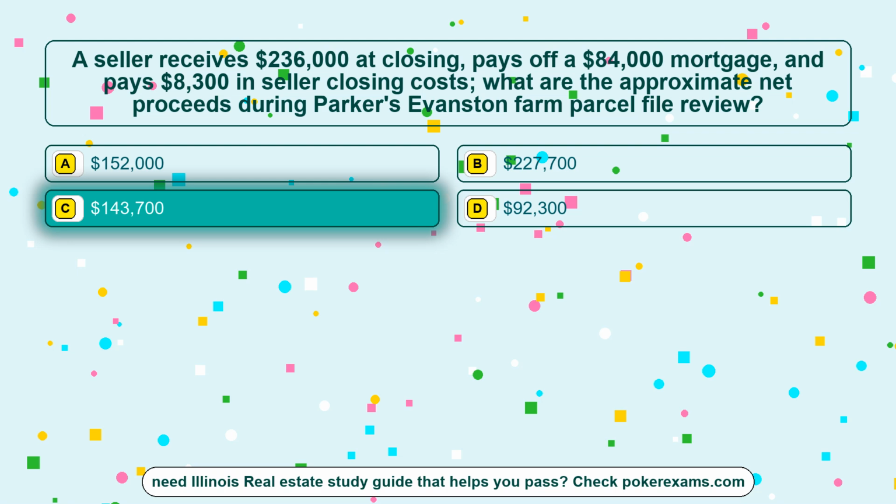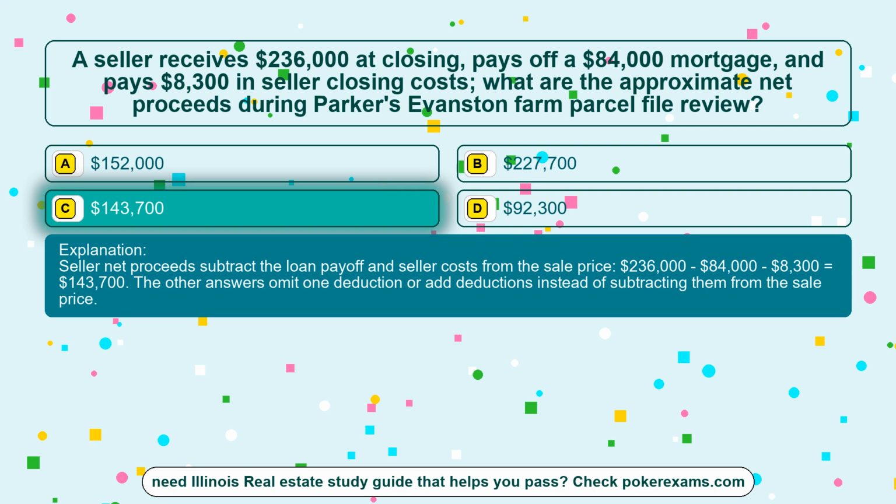The correct answer is option C, $143,700. Seller net proceeds subtract the loan payoff and seller costs from the sale price, $236,000 minus $84,000 minus $8,300 equals $143,700. The other answers omit one deduction or add deductions instead of subtracting them from the sale price.